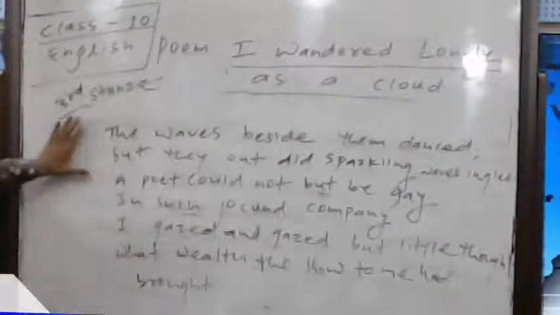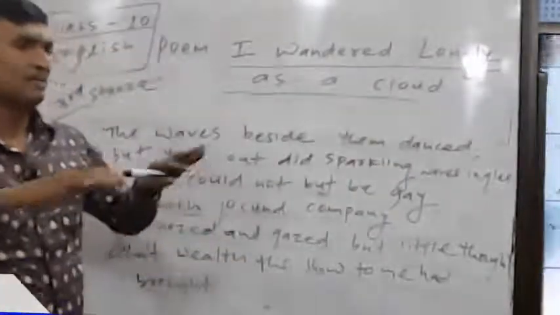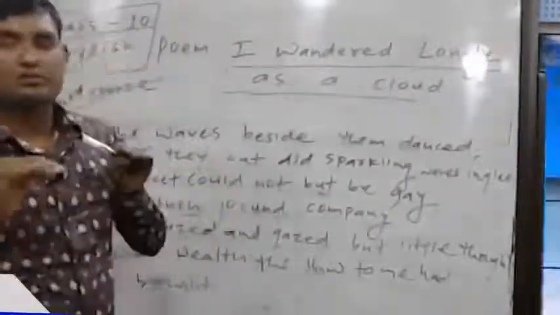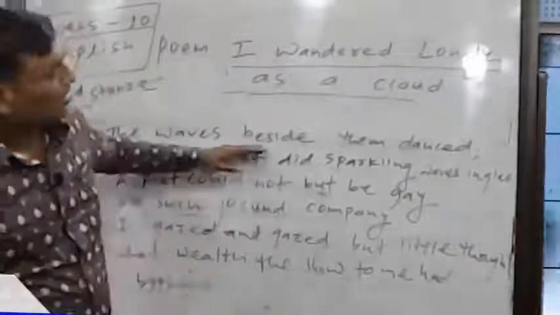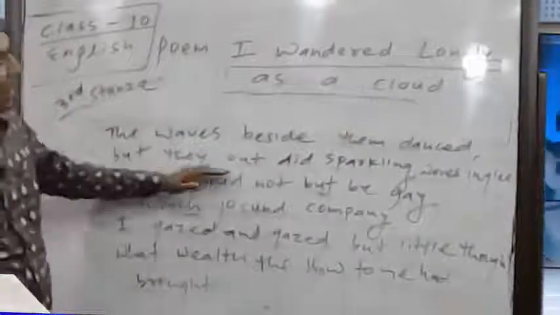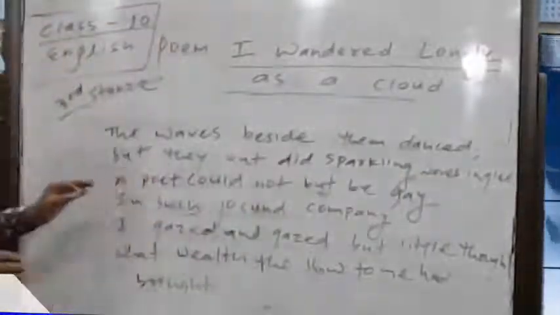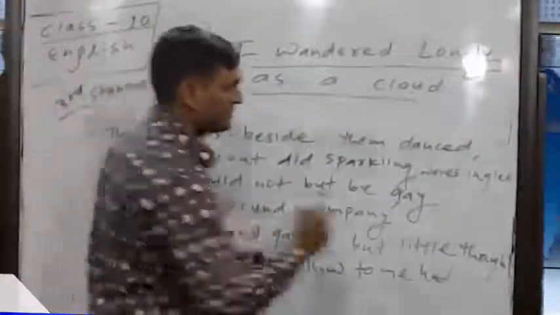The poet said, the waves means winds, beside them danced. It means when the air moves, all the daffodils danced, but they outdid sparkling waves in glee. It means all the daffodils are happy; glee means happy here.